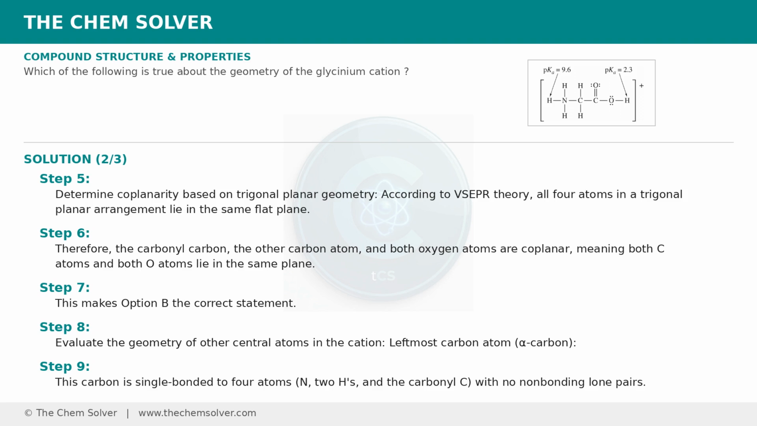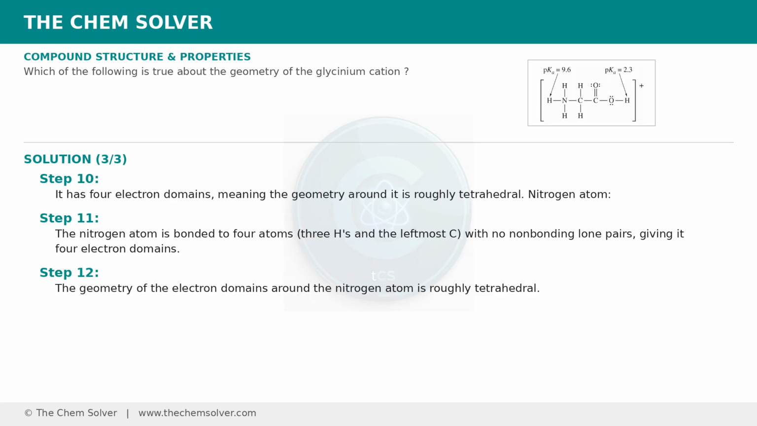Evaluate the geometry of other central atoms in the cation. Leftmost carbon atom, the alpha carbon. This carbon is single bonded to 4 atoms, N, 2 H's, and the carbonyl C, with no non-bonding lone pairs. It has 4 electron domains, meaning the geometry around it is roughly tetrahedral.